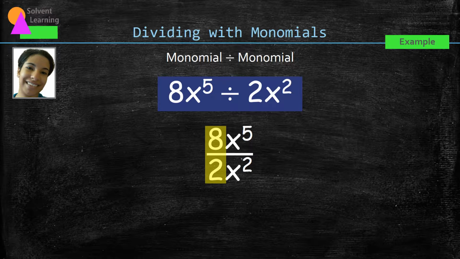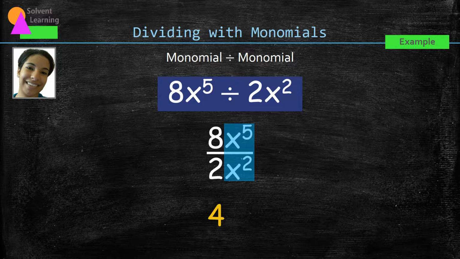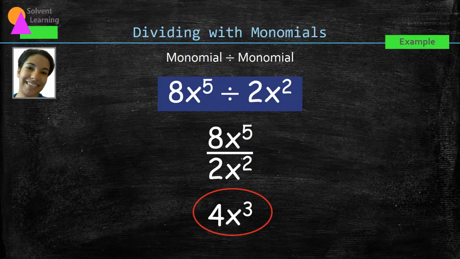First we look at the coefficients, which are just the numbers. So we can simplify 8 divided by 2, which gives us 4. And then we go to our variables. X to the fifth power divided by x squared is x to the third power. So our final answer is 4x cubed.